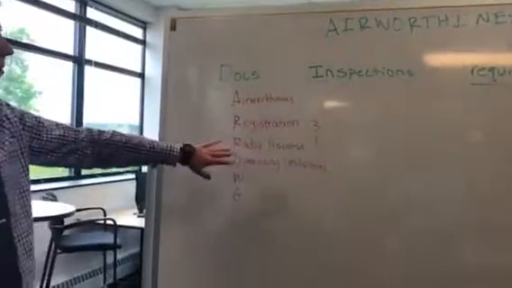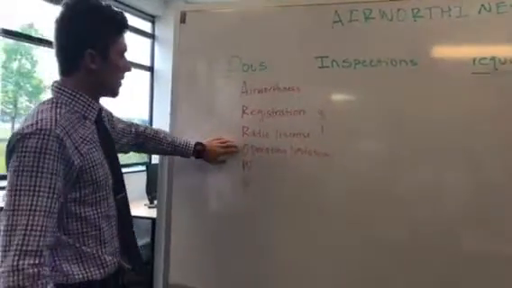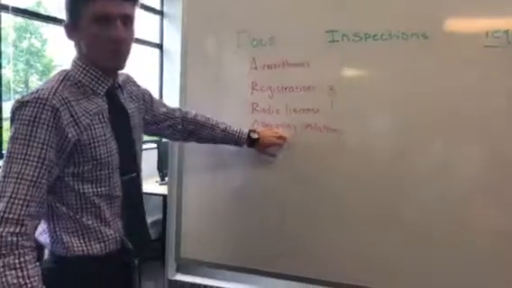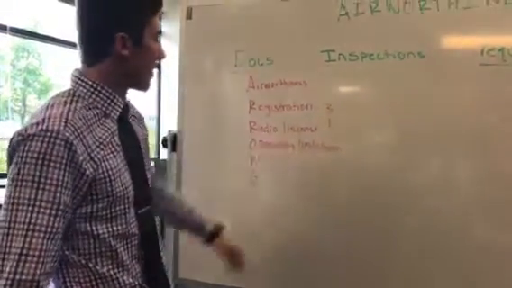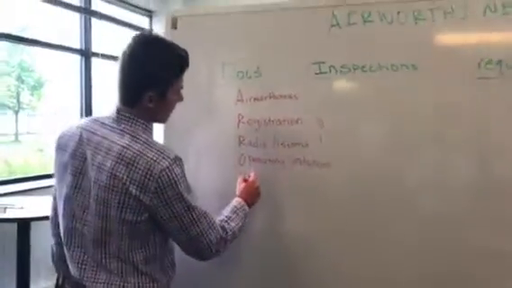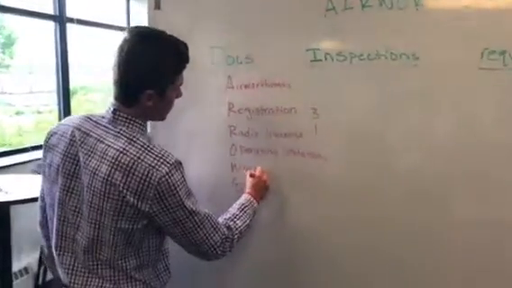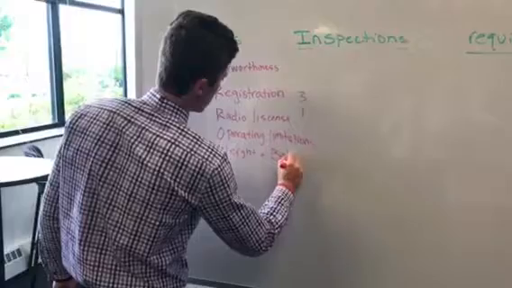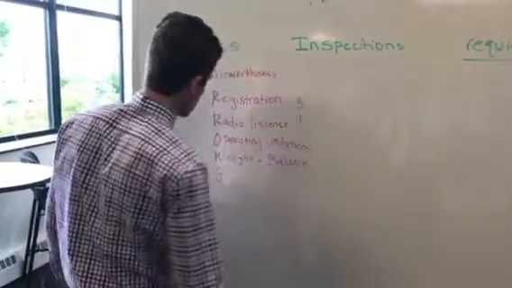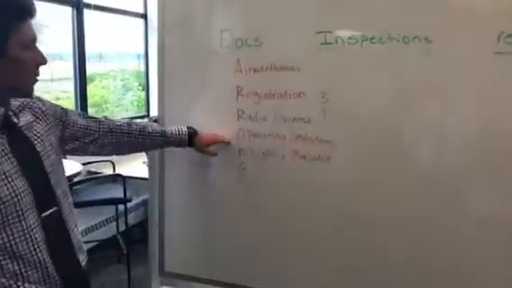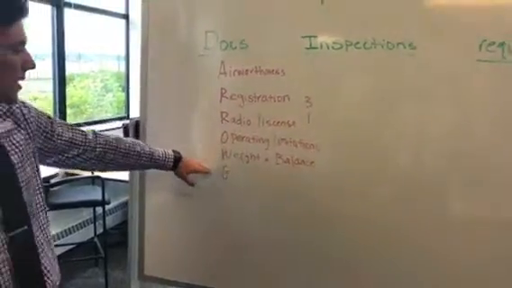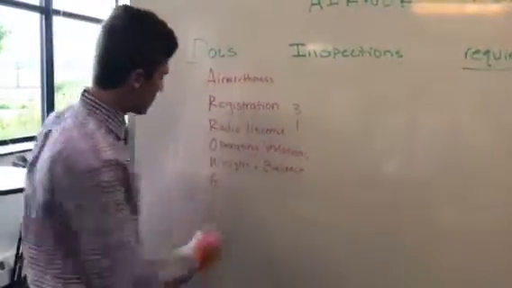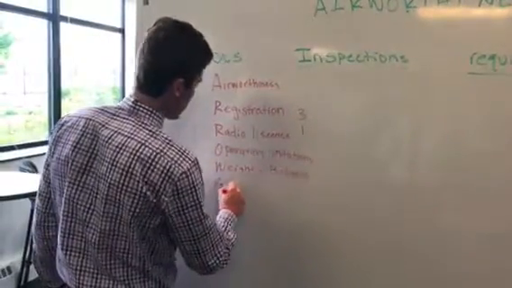The O, operating limitations or the POH, you need to have that on board, or you can have an approved flight manual from the FAA. Need weight and balance. That would most likely be in your POH. And then our last thing is going to be our G1000 reference guide.